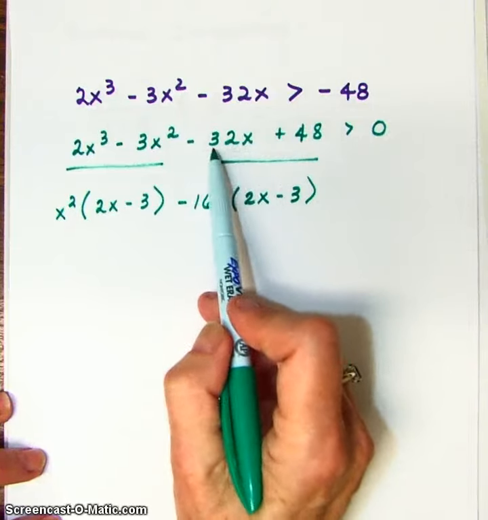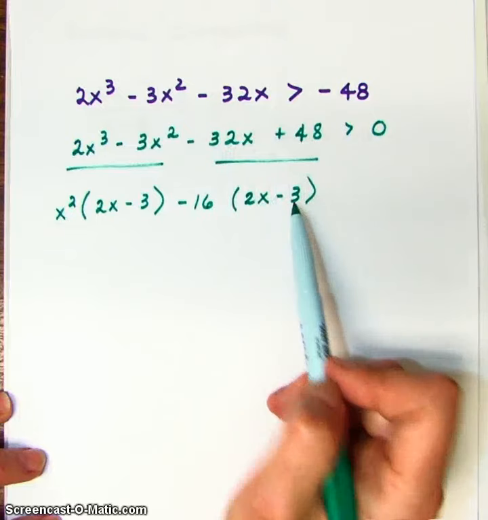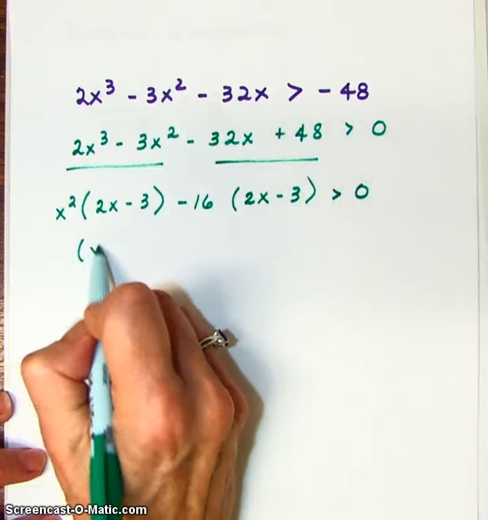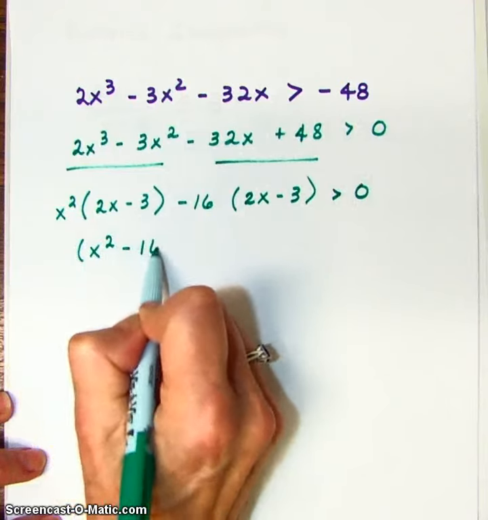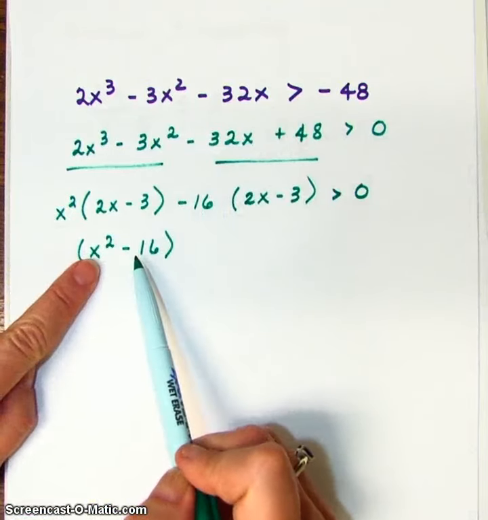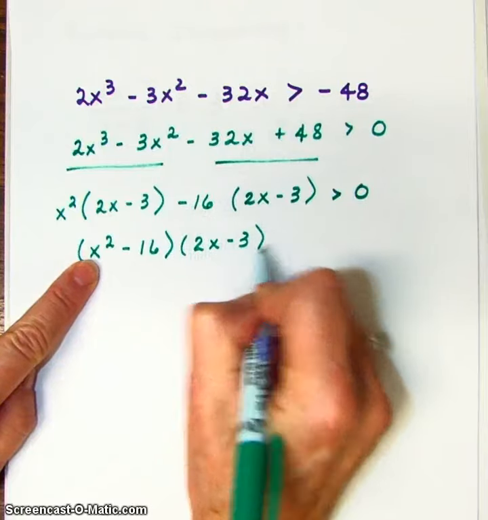Negative 16 will go into negative 32x 2x times. Negative 16 will go into 48 negative 3. And that's going to be greater than 0. So factoring, we're going to get x squared minus 16. Remember, factoring by grouping, you're going to bring both of these parts together and then set that equal to 2x minus 3 greater than 0.